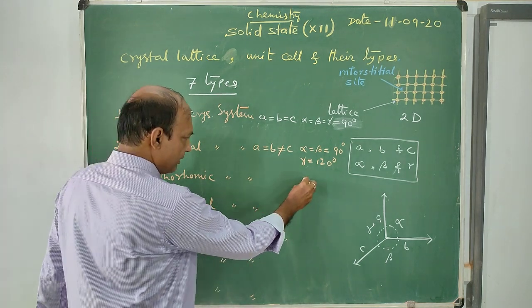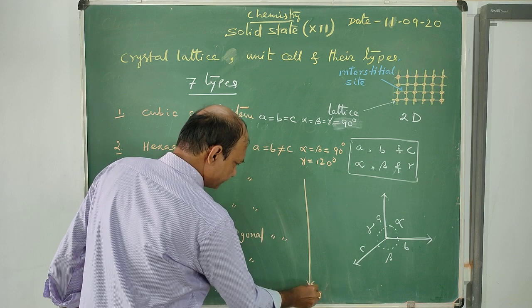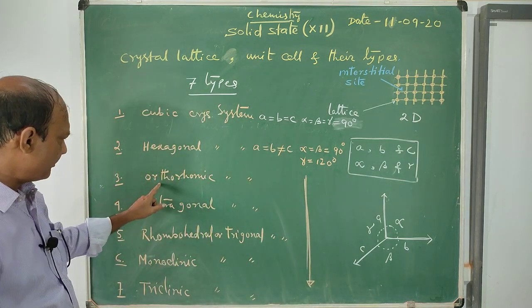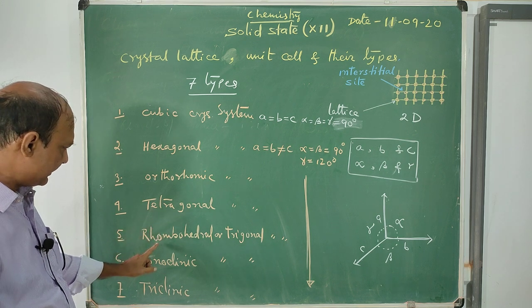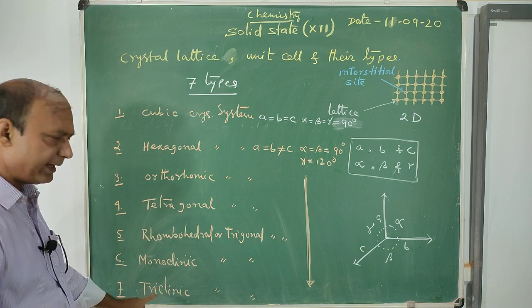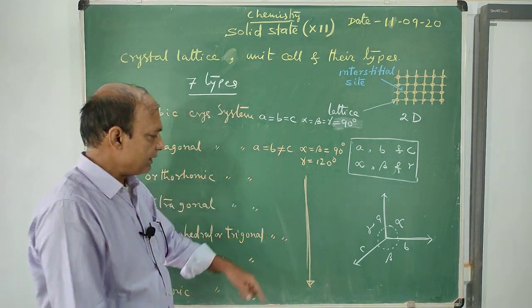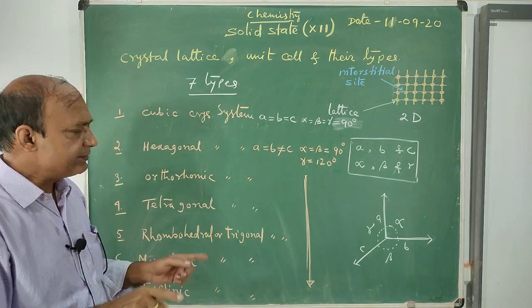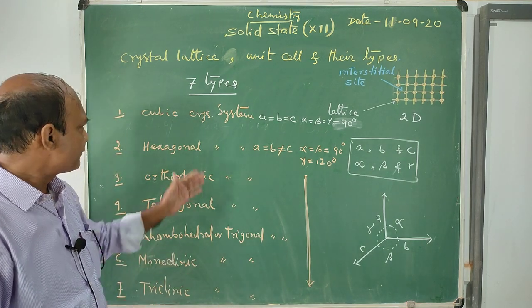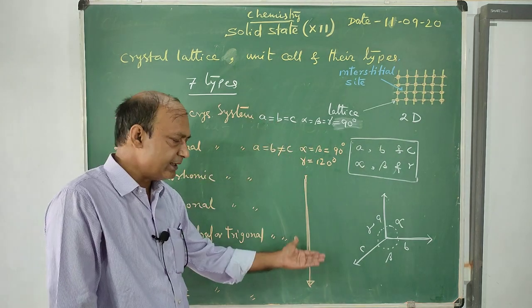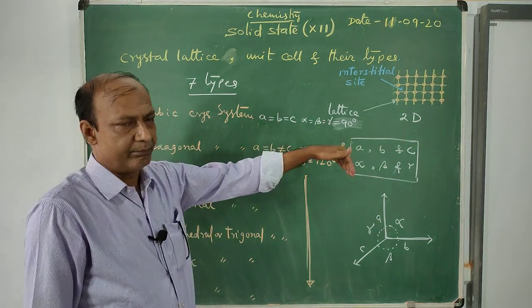Now, you are instructed to write the variations in case of orthorhombic, in case of tetragonal, in case of rhombohedral, in case of monoclinic, in case of triclinic, as well as the examples. Examples you will see. There is a table in the NCERT book. You will find these crystal systems and their variations and the examples.